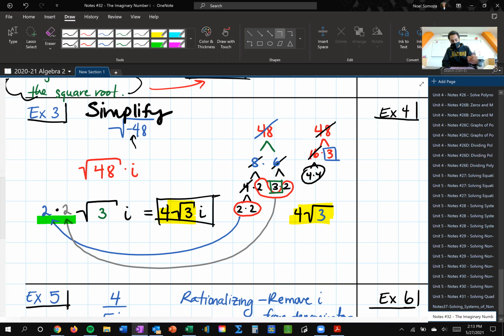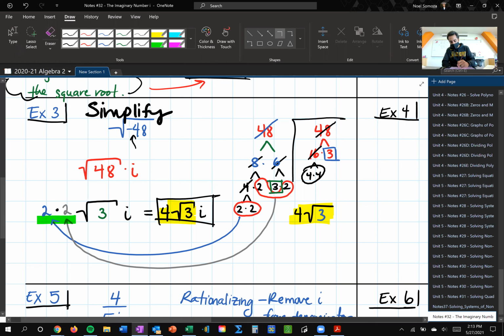So what this one does is it saves you time. It saves you time because you can just stop at that pair of 4. It's nice to have a big pair because you know, I don't have to waste time breaking it down further. I just grab my pair of 4. That's my pair. My 3 is my leftover.